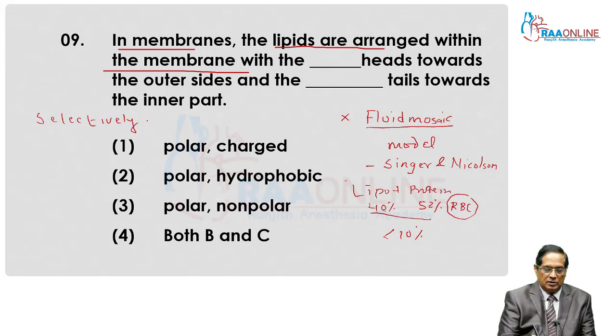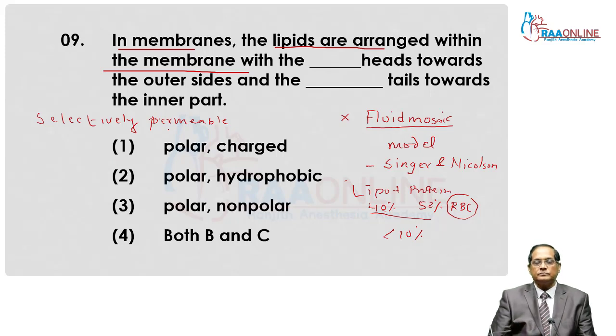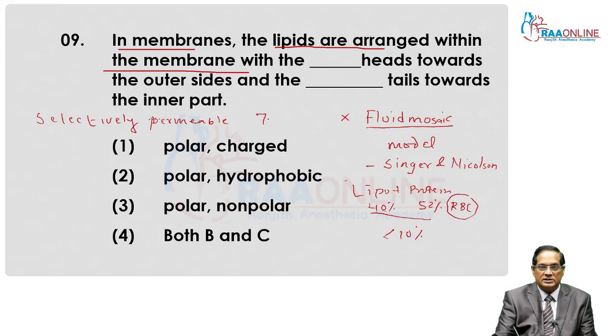Membranes are selectively permeable in nature. And the average thickness of membrane is 7.5 nm. These are some common features.